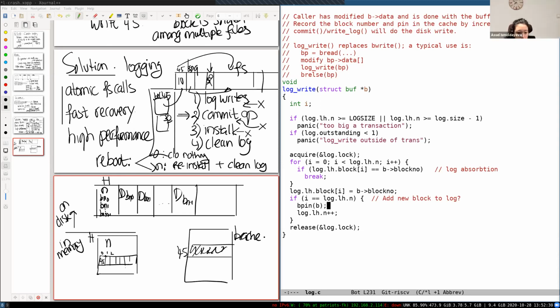Does that mean that bwrite shouldn't be used by itself at all? Sorry, say again. Bwrite shouldn't be used by itself, only as part of the log? Yes, correct. One way to think about it is that every bwrite in the file system is replaced by logwrite.